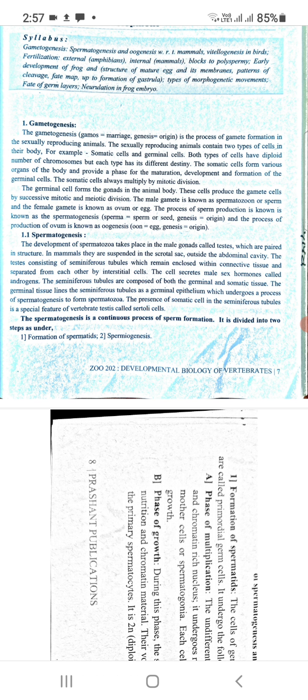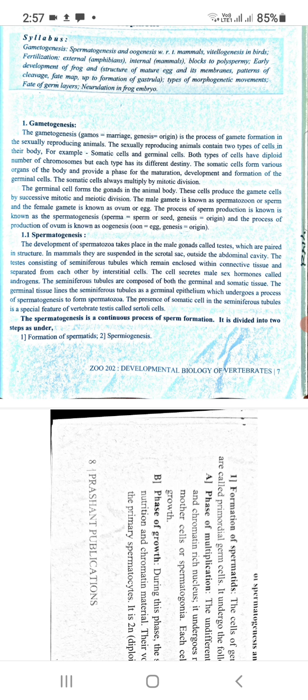First we see spermatogenesis. Sperm is the male gamete. The formation of sperm is called spermatogenesis. Formation of sperm in the testis is called spermatogenesis. The process of spermatogenesis has the following steps.